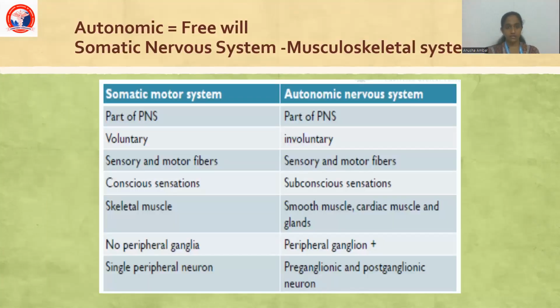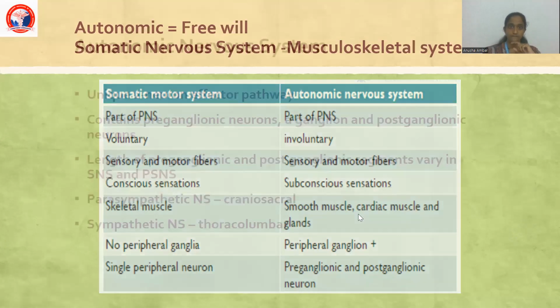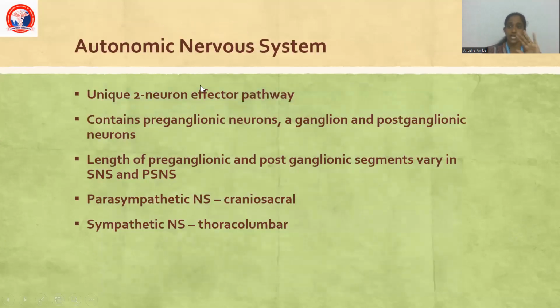Again, a few extra points are given, like only the conscious sensations are somatic. The subconscious sensations also will come under the autonomic nervous system. There is no peripheral ganglia in somatic. Yes, there is a peripheral ganglia in autonomic. So we have now compared somatic and autonomic.